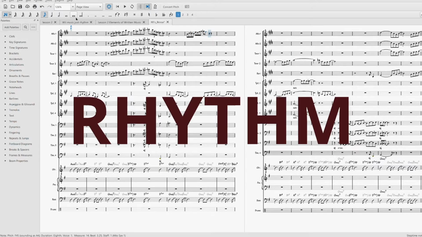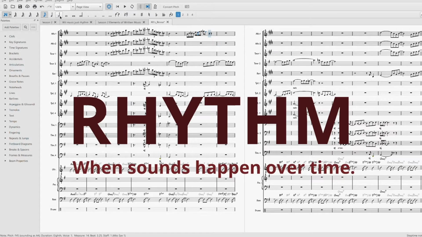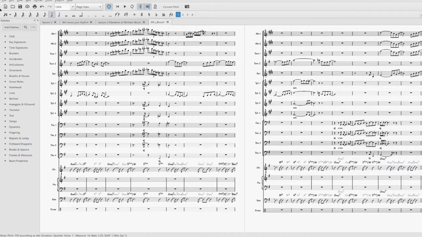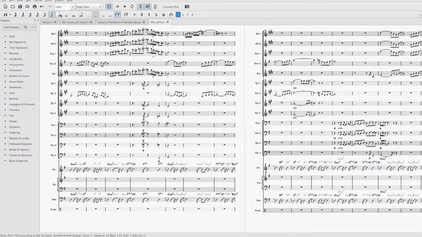Rhythm tells you when sounds happen over time. Both rhythm and pitch are often used together to tell you how high or low a sound is and when it should happen over time. It's possible to only have pitches assigned and not know what rhythm they have, and it's also possible to have rhythms with no pitches assigned. Check out this next example to show you what I mean.